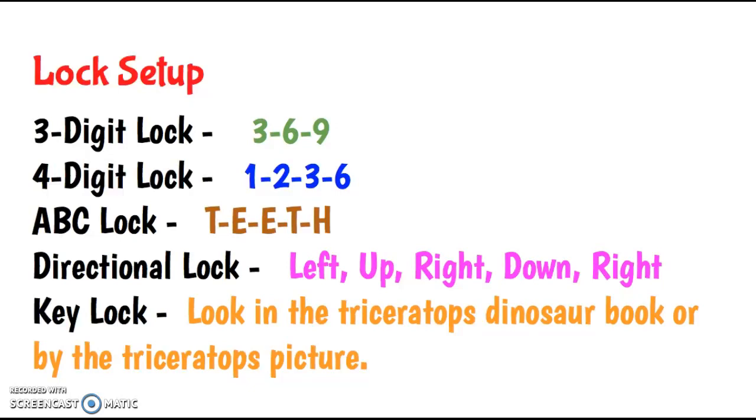To set up the locks, the 3-digit lock will be set to 369. The 4-digit lock, 1236. The ABC lock, the word teeth. The direction lock will be left, up, right, down, right. And the key lock will be hidden in the Triceratops dinosaur book or by a Triceratops picture.